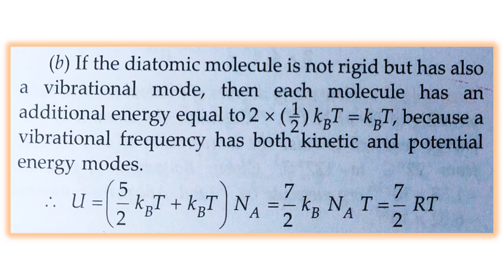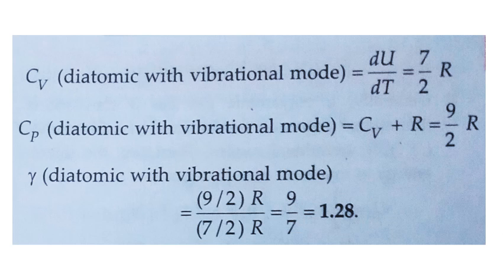And if the diatomic molecule is not rigid, then it will have vibrational energy also. So you will get 7 degrees of freedom. So the value of U in that case will be 7 by 2 RT. And similarly, by following the same procedure and finding the values of Cp and Cv, the gamma value will come out to be 1.28.